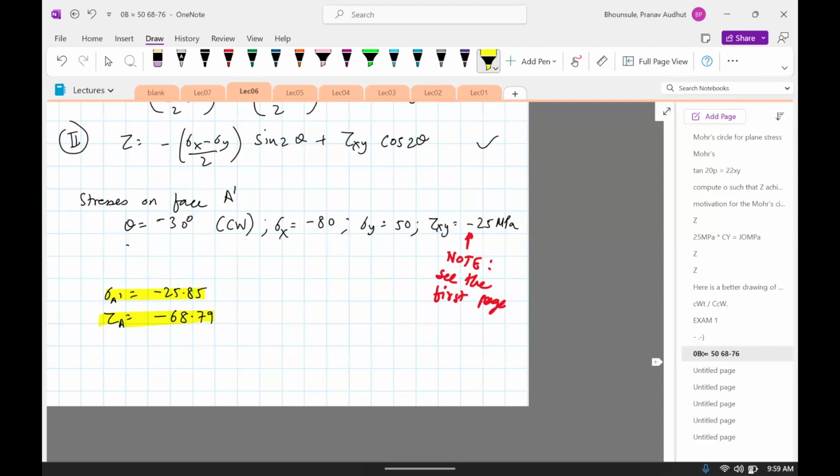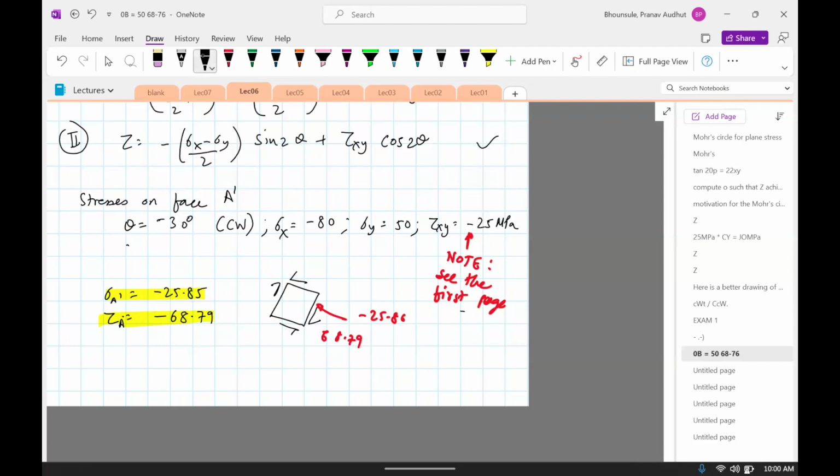So the sign actually makes sense, because when you draw this element in the rotated configuration, you will see that it will not be this way. That way is positive by that figure on the first page. It'll be this way. And then the compressive stress is on face A, and tau would be 68 point. Okay, so this is the stress on face A.